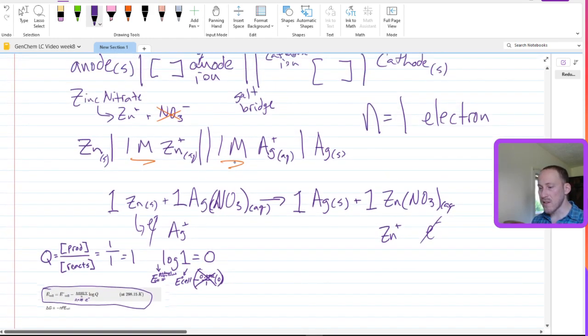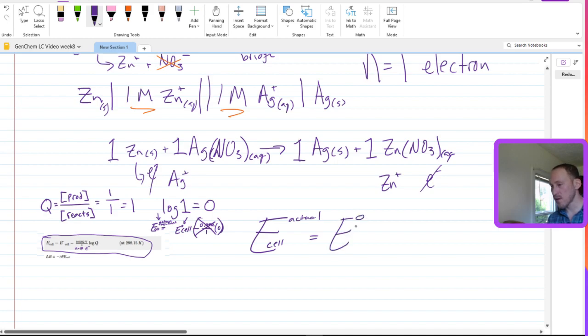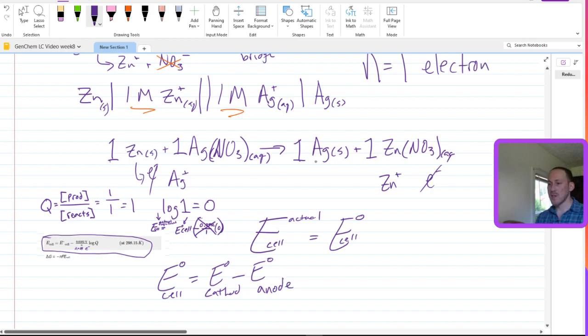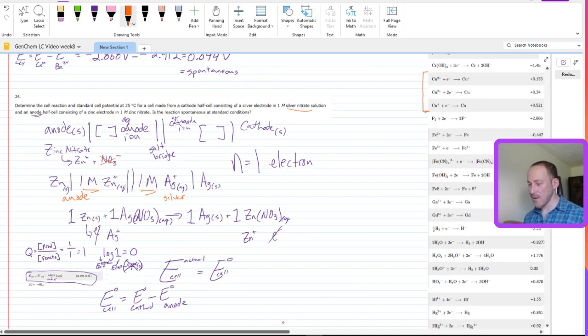So in this case, the reason that it's kind of important that they told us that it was 1 molar of each is because the actual reduction potential of the cell is just simply going to equal the standard reduction potential of the cell, which is just going to simply equal, as we already have been doing for these past few problems, the standard reduction potential of the cathode minus the standard reduction potential of the anode, which we just noted, right, in our cell diagram right here, that zinc is the anode, silver is at the cathode. I just said zinc is the anode and silver is at the cathode.